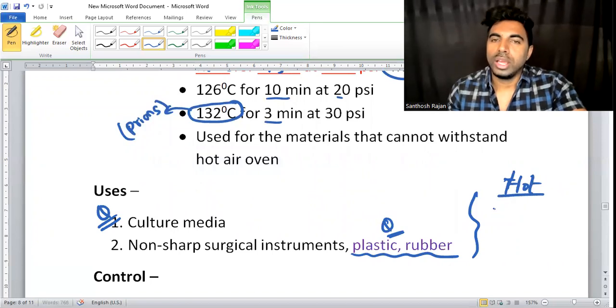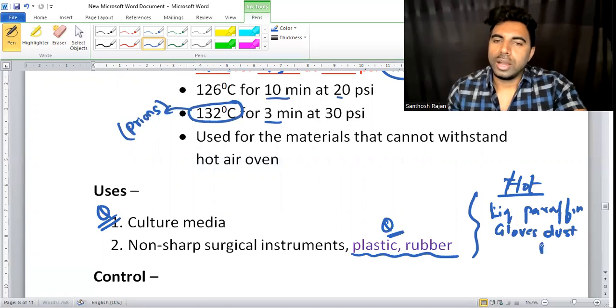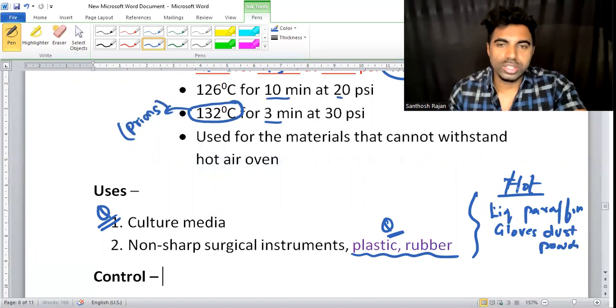In the hot air oven, what are the things you remember? Liquid paraffin, and the other one is glove dust powder. What is special here? Plastic and rubber are for your autoclave. This is important.